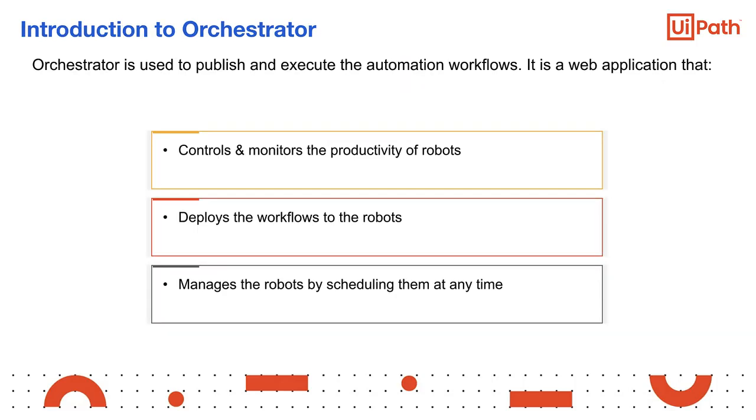The Orchestrator is a web-based application that can control and monitor the robots. And it can also assign workflows to the robots so that the robots can execute these workflows. Also, we can schedule the robots to run at certain times during the day.